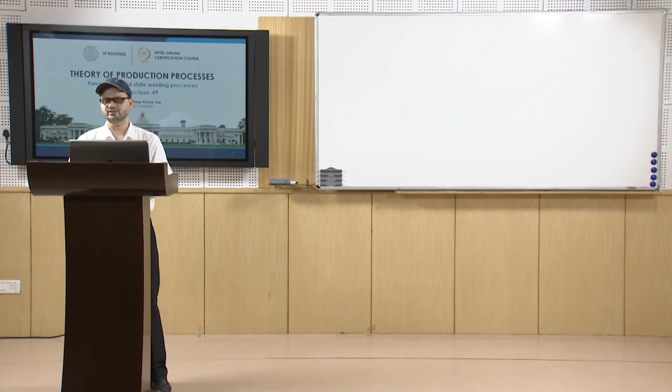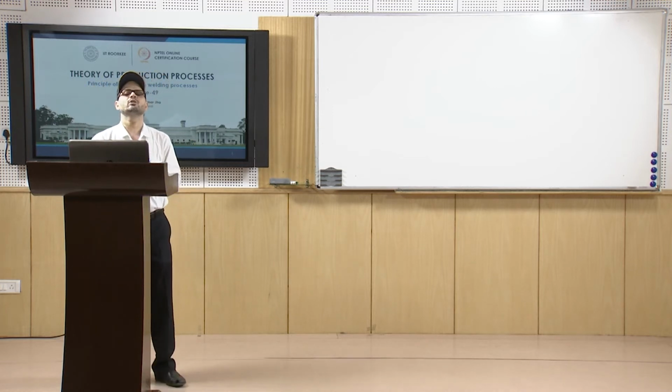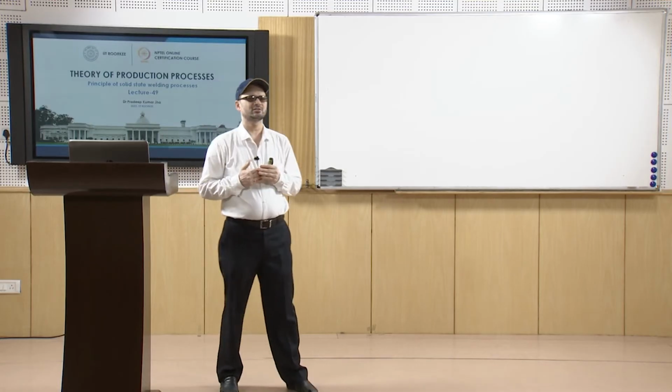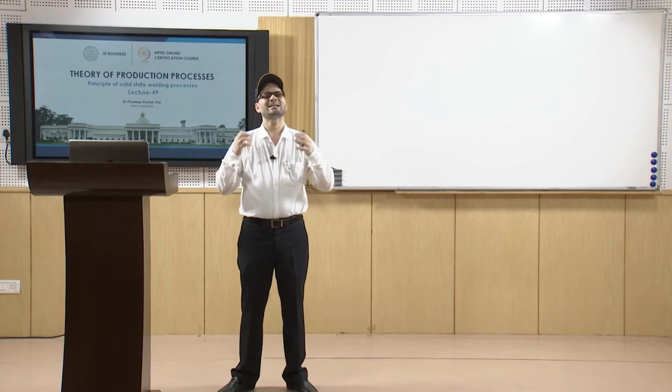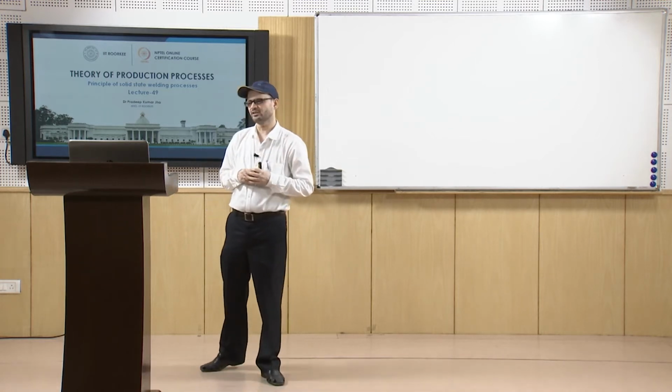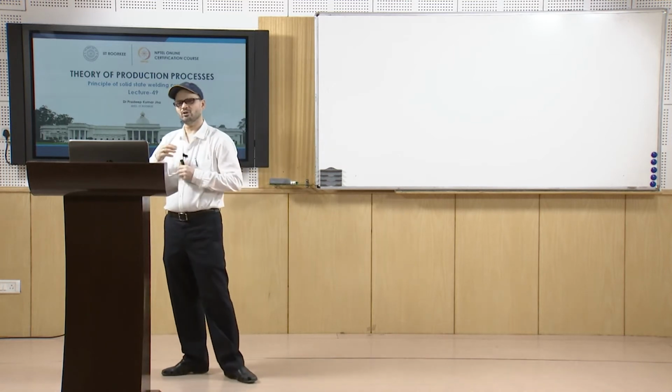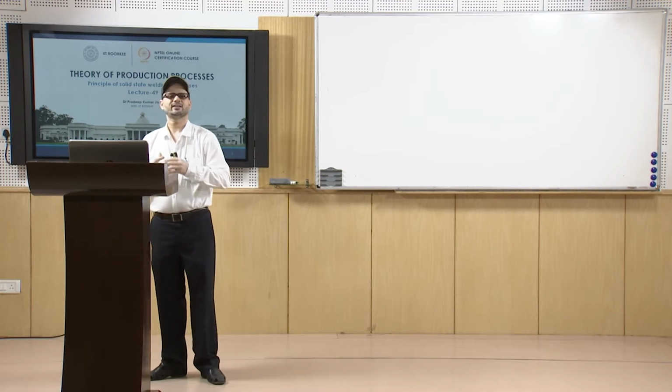So, this is known as the basic mode, and this is the simplest mode, where you see that the left part is being rotated, and the right part is not rotated, and basically the pressure will be applied from both the sides. The temperature, if you take steels, may go as high as about 900 to 1300 degrees centigrade, and when the pressure is applied, the joining takes place. So, because of the friction, this joining takes place because of the heat generated.